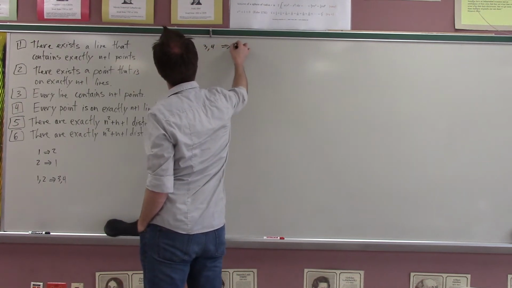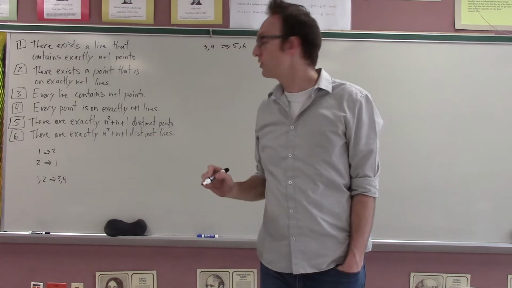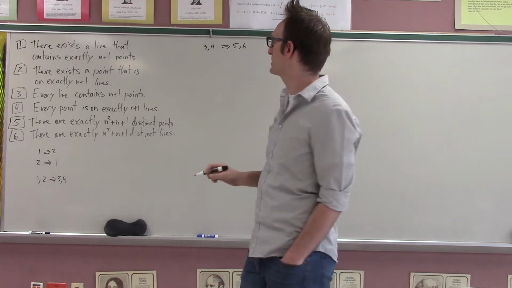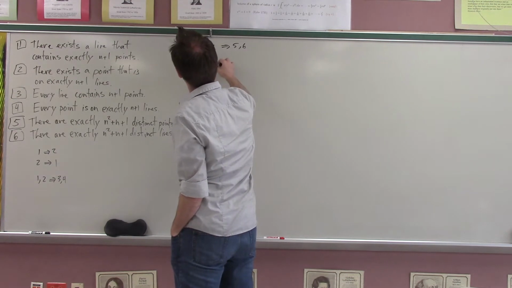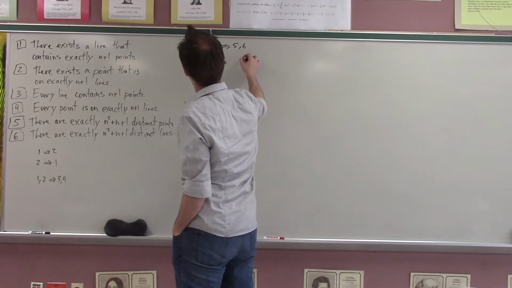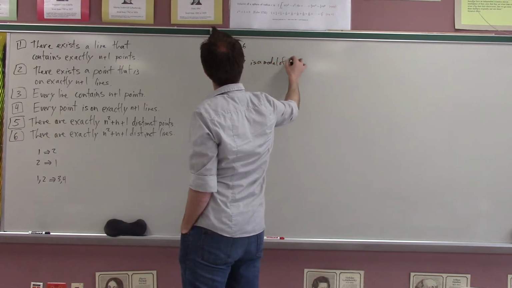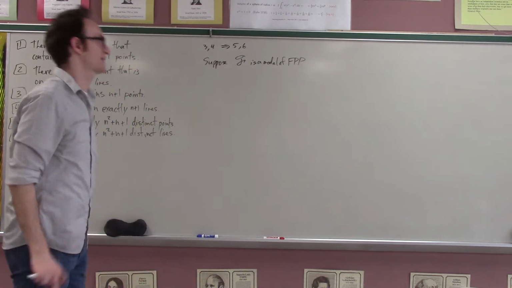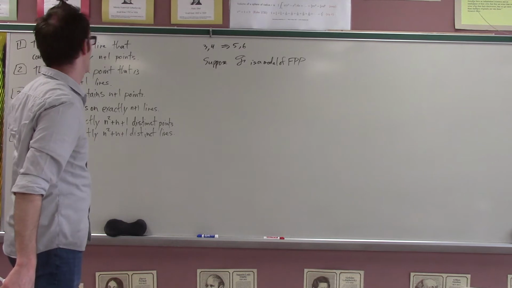Okay. So here's the proof. It is a combinatorial proof. What we now know is that every line contains n plus 1 points, and every point is on exactly n plus 1 lines. Okay, so suppose F is a model of the finite projective plane axioms.